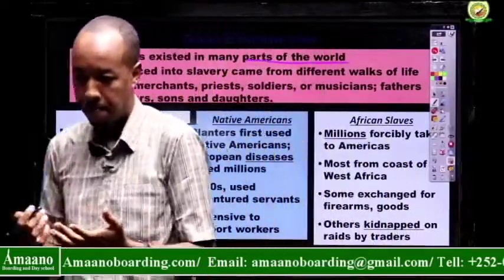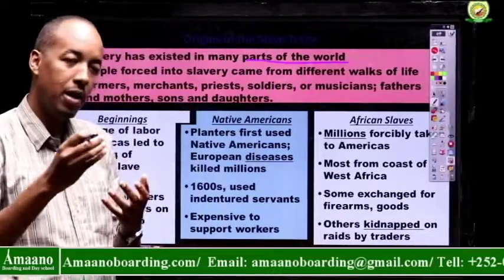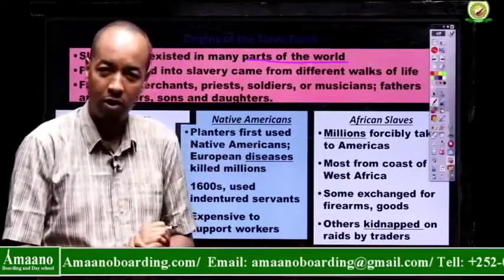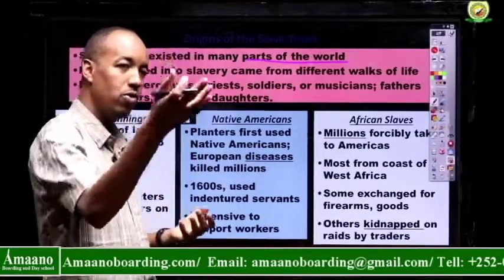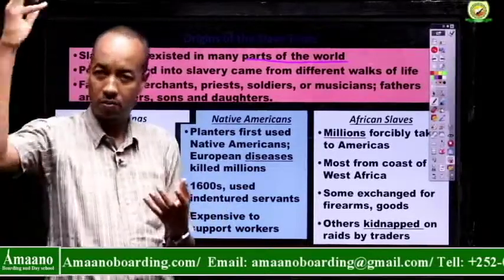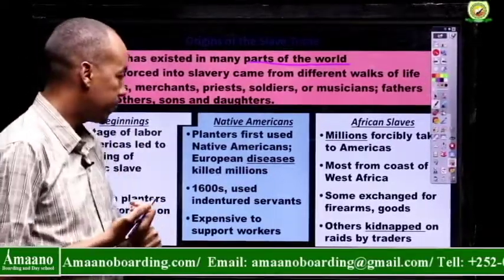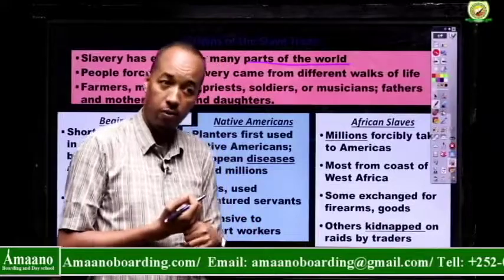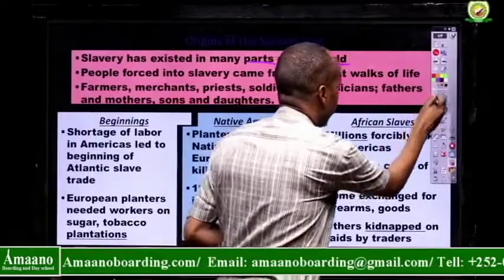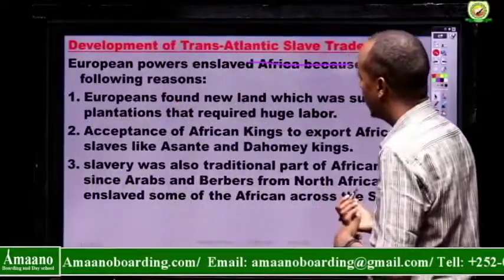So some of them, when the traders come, they use it to exchange with goods. For example, they make an agreement with kings. The kings provide weapons and different commodities, and in return, the kings sell some of the captured slaves that they had captured from the other empires that they were warring with one another. Even others were kidnapped by force on what's called slave raids.